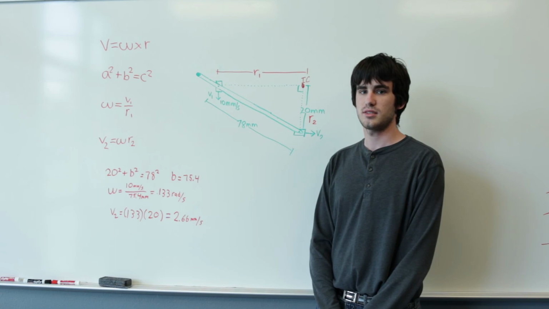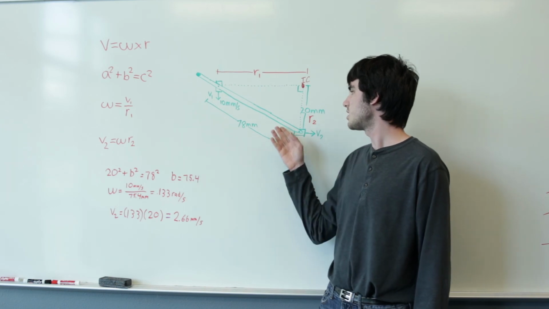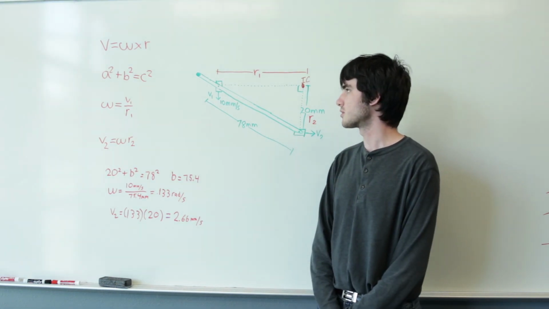You can use the IC to find velocities of different components and the angular velocity of your arm.